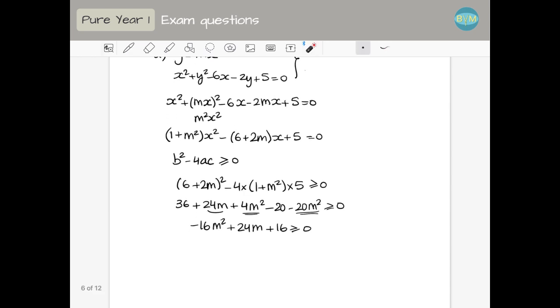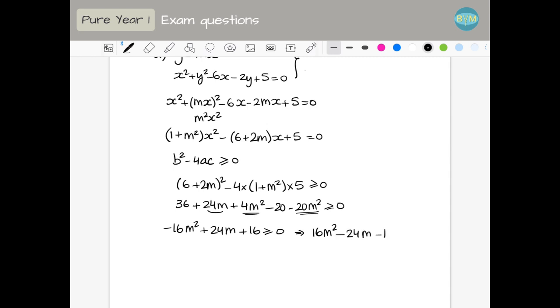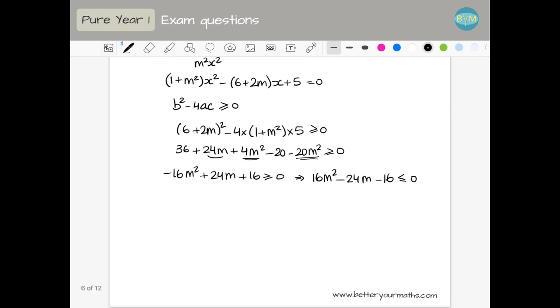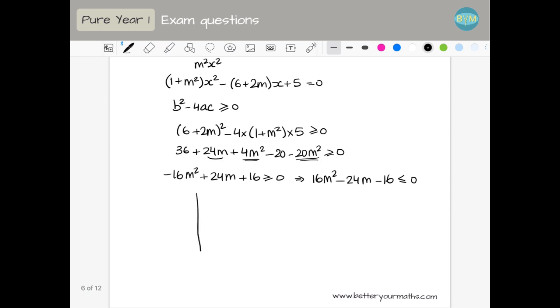I'm going to change signs of everything. So I have this positive, I prefer to have that. That means the inequality is going to change sign, remember? So I'm going to rewrite this as 16m squared minus 24m minus 16, and this must be smaller or equal than 0. It's a quadratic inequality. I think the best way of solving a quadratic inequality is graphically. So I'm going to represent that quadratic. To represent the quadratic, I'm going to find the roots.